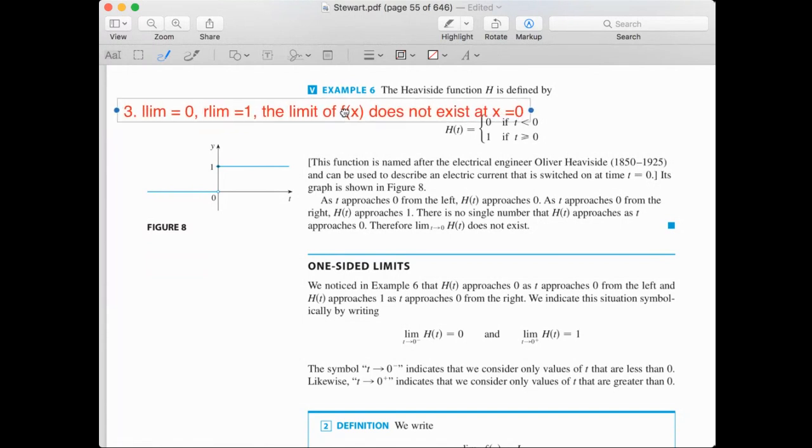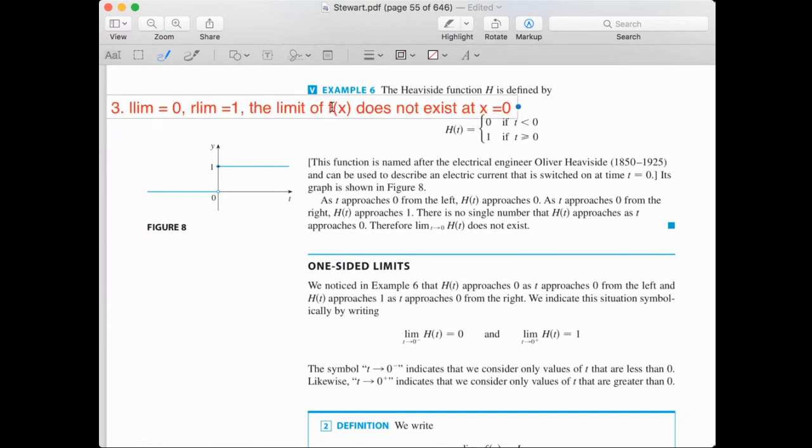If the limit does not exist, we won't be able to talk about whether it equals the function value. We won't be able to talk about continuity. As long as the limit does not exist, we know the function is not continuous.